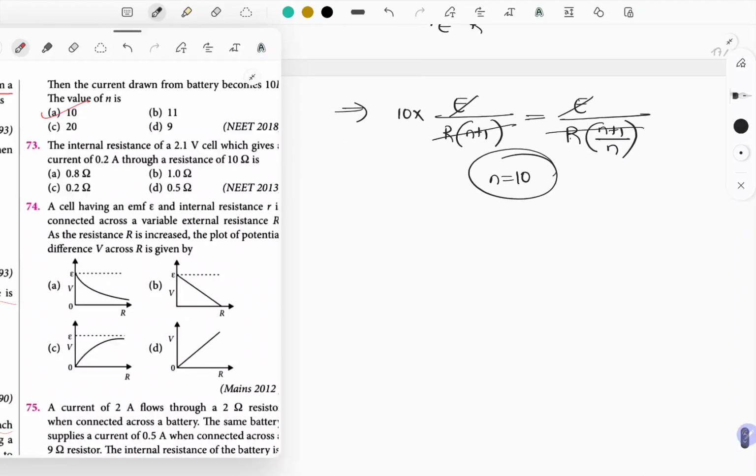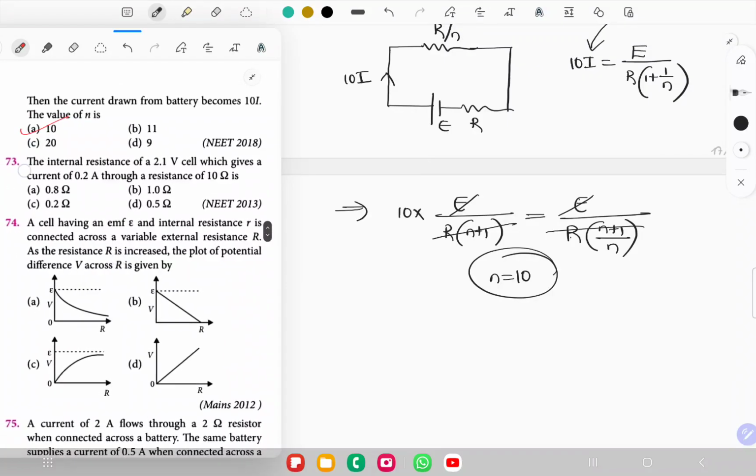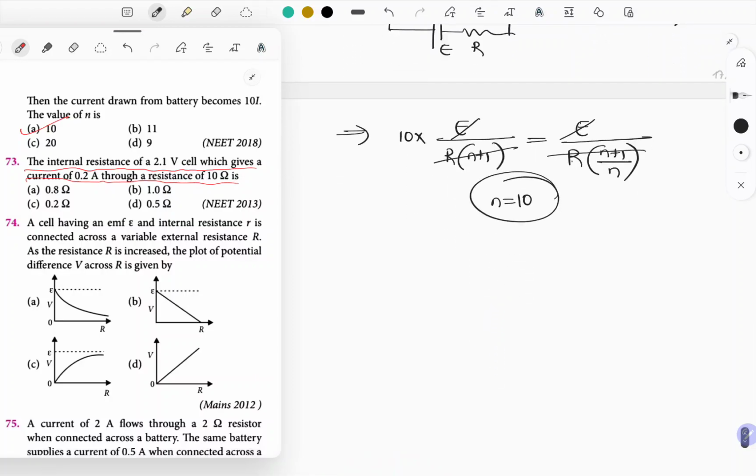Okay, let's move on to the next question. Question number 73. The question they are given is, the internal resistance of a 2.1 volt cell which gives a current of 0.2 ampere through a resistance of 10 ohms is. Okay. With the help of given data, try to write down a circuit.